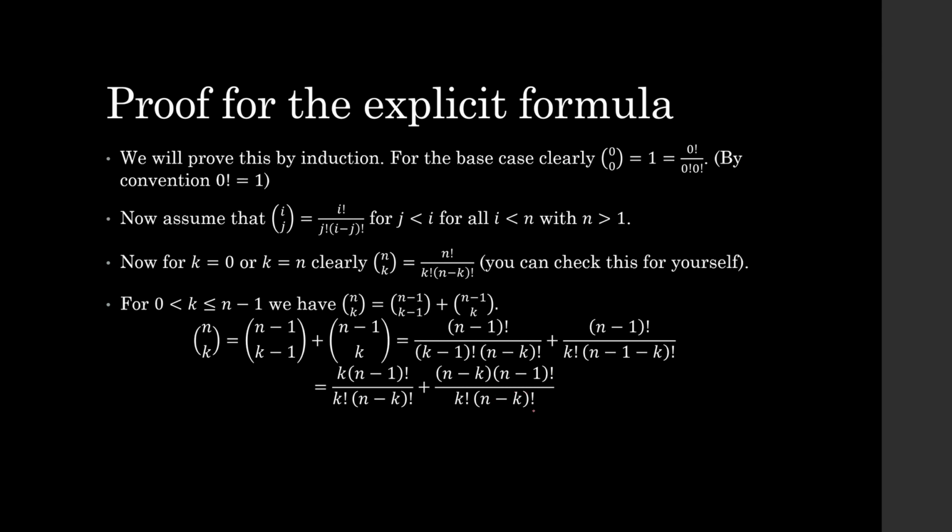And so now I can combine the numerators to get k times n minus 1 factorial plus n minus k times n minus 1 factorial. I can factor those to get k plus n minus k, all times n minus 1 factorial. And k minus k is 0, so you've got n times n minus 1 factorial, which is just n factorial itself. So you've got n factorial over k factorial times n minus k factorial, which is exactly what we're looking for. And so by induction, that's going to complete the proof.